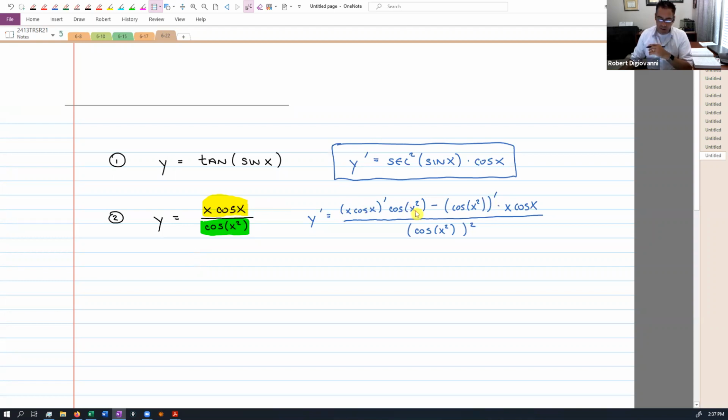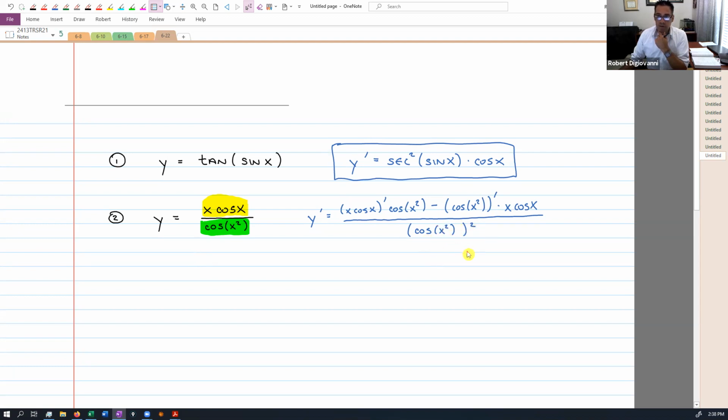So all I've done, I have not worked out the problem completely. I've just written down the first step, which is to just use the quotient rule. Quotient rule says you take the derivative of the top. So I wrote the top here with the derivative prime next to it, times the bottom, minus the derivative of the bottom, which I have not taken yet, times the top, all of it over the bottom squared. So are there any questions on that part?